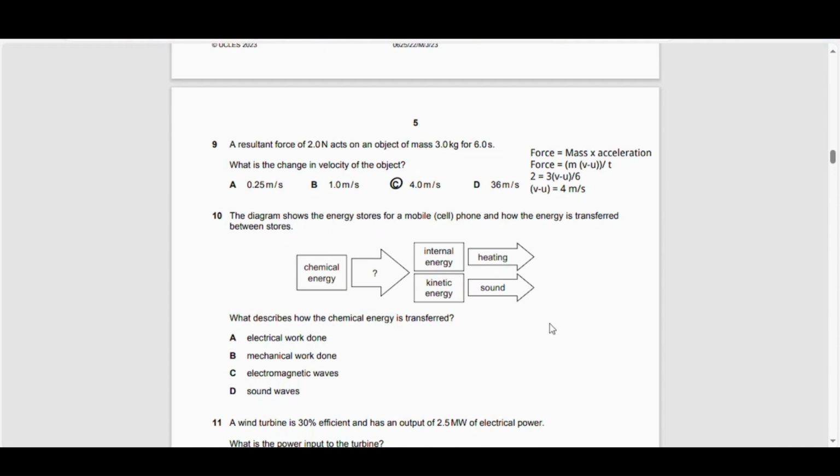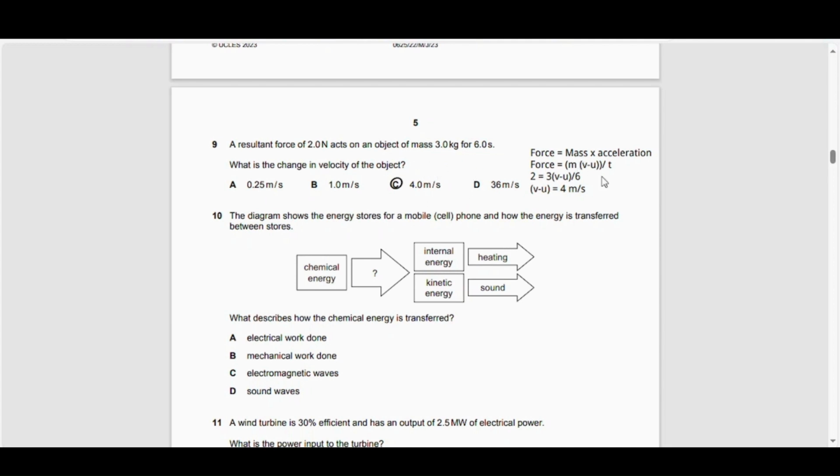So I suppose the easier way of doing this would be to say that the force multiplied by the time is equal to the change in momentum. So that would be 12 newton seconds is going to be the mass multiplied by the change in velocity, or it's going to be 12 is equal to 3 multiplied by delta v, or v minus u, however you want to call it. And then if we divide 12 by 3, we get 4, so v minus u is equal to 4. That is perhaps a simpler way of doing it.